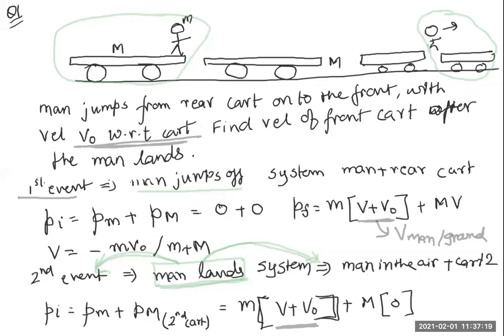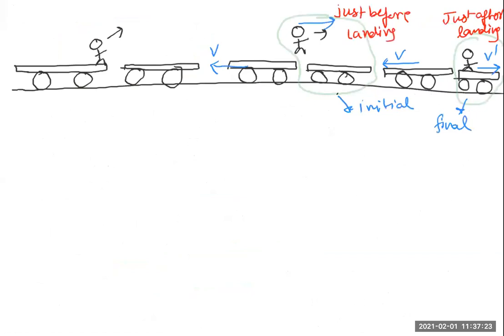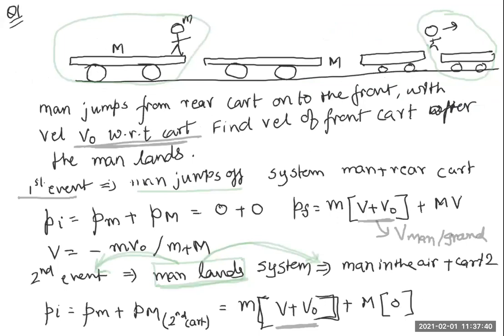When the man is in air, I had not written it here because I wanted to ask a question. When the man is in air, the velocity of the man is V plus V naught. Now V of course is negative. V is a negative number, right? We have found the value of V. V is here. So when you add this V to V naught, you are going to get something less than V naught.